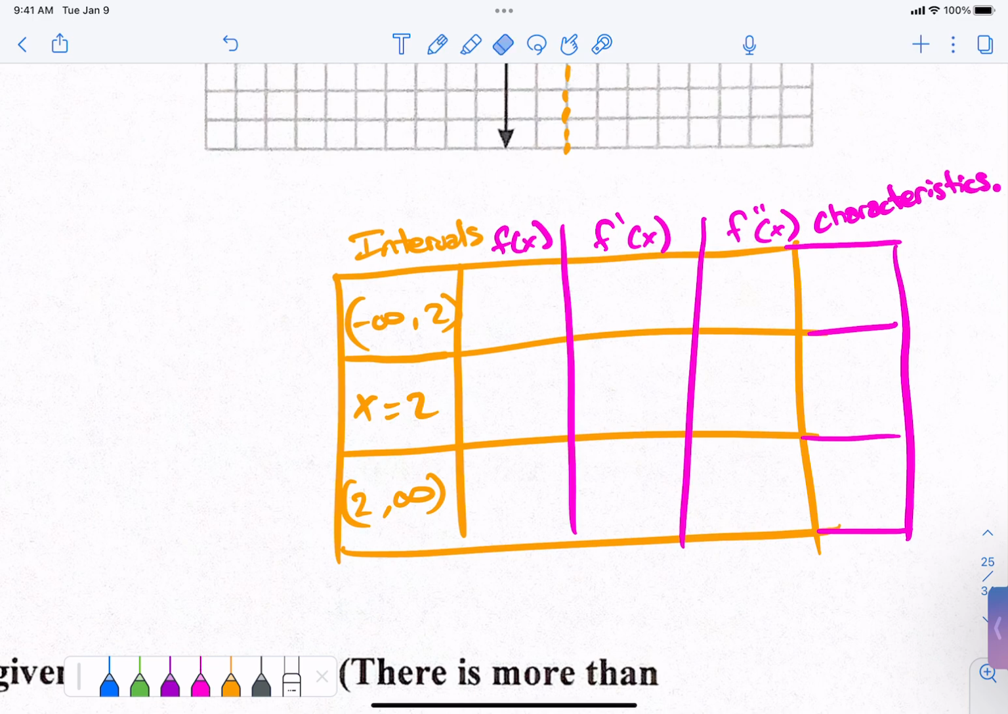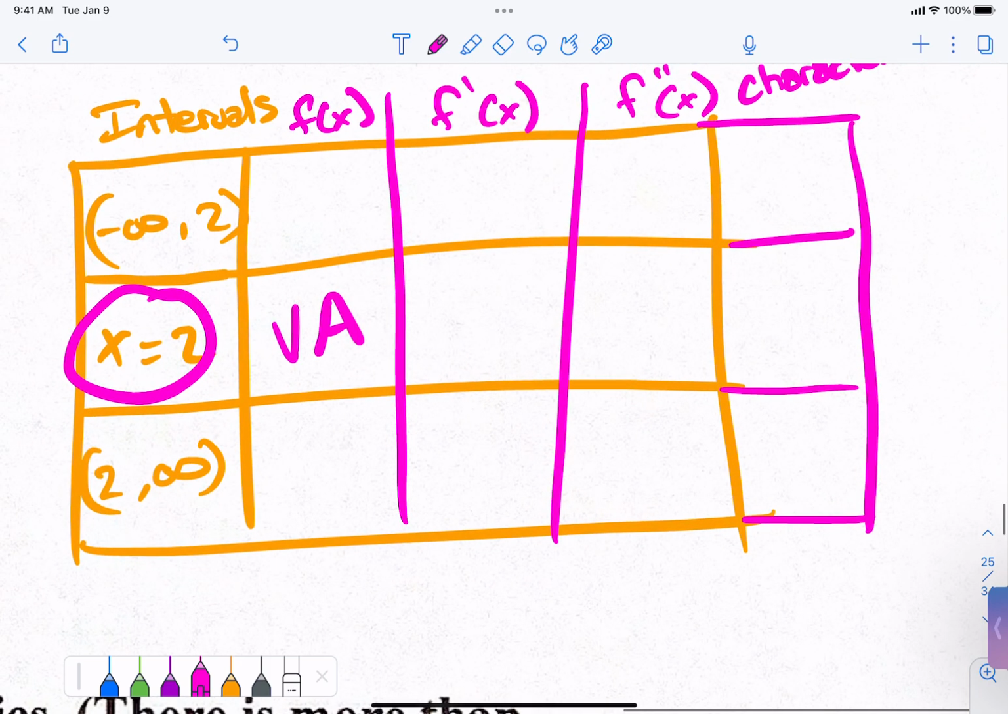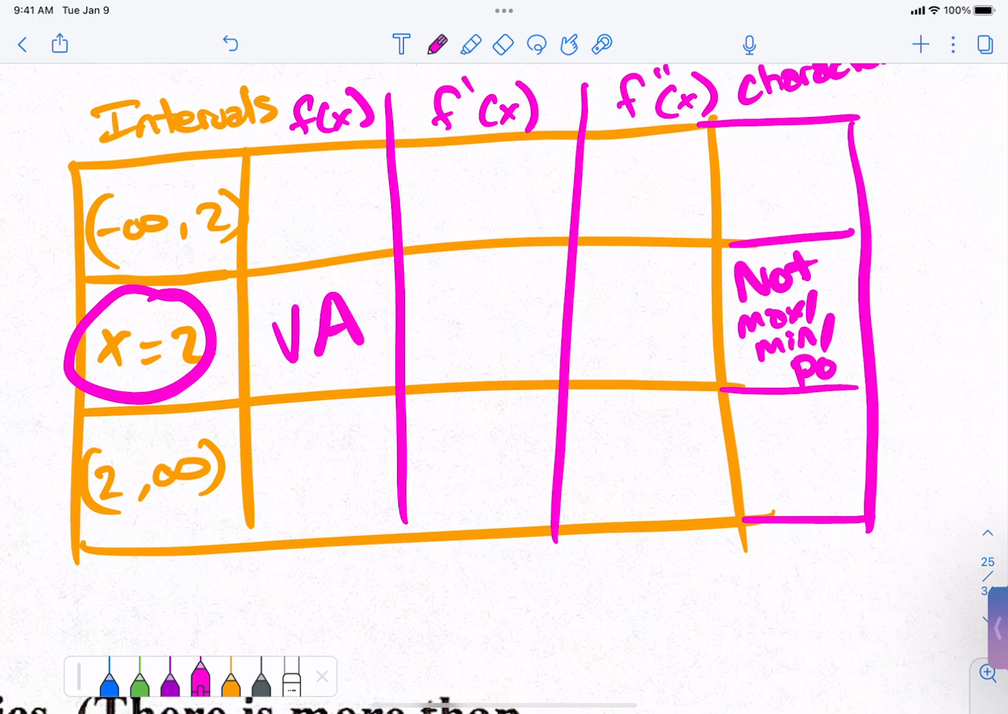Characteristics. Whatever that means. Okay? All right, now, usually we only plug this guy into the original. But we're not going to this time because he is a VA, so he never actually has a coordinate point there. Okay? So, I'm not going to put anything there. He is a VA, which means he is not a max, a min, or a POI. So he is not going to be anything. We're not going to have any maxes, mins, or POIs at all.